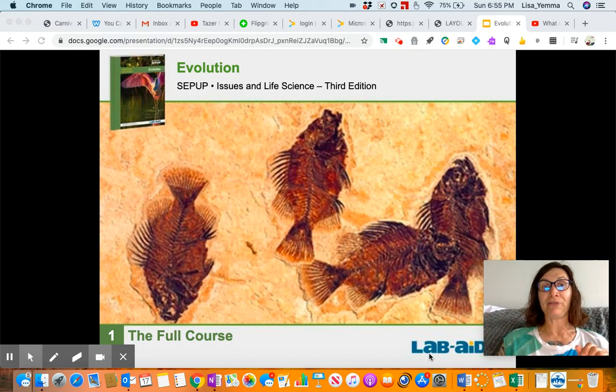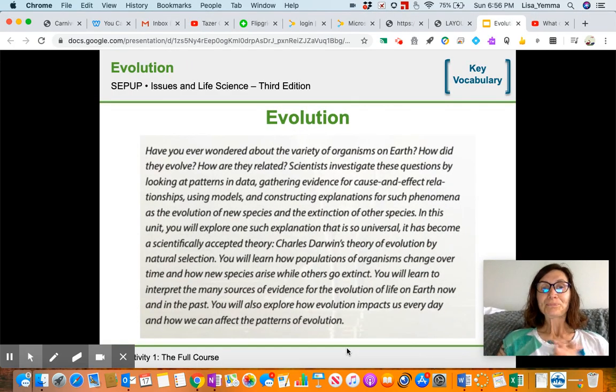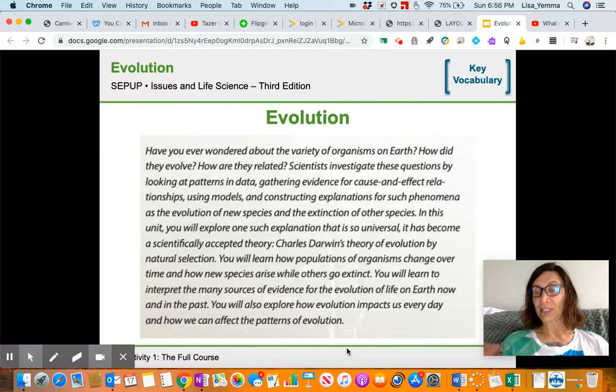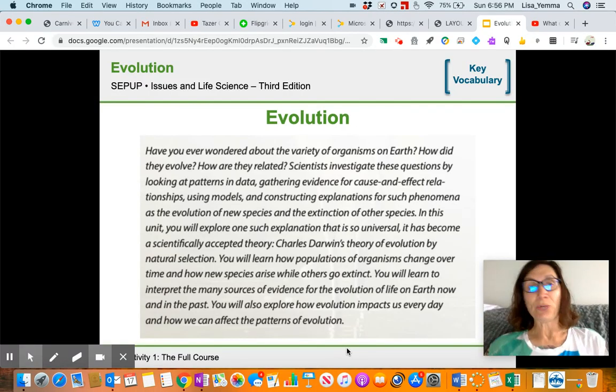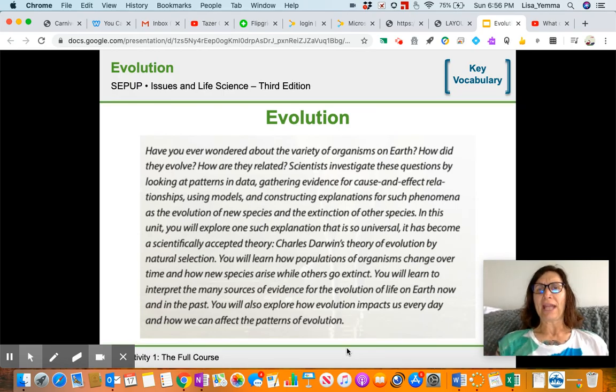Activity one is called the full course. Because it's the first activity, we'll go back and talk about this as just a unit here. Have you ever wondered about the variety of organisms on Earth? How did they evolve? How are they related?